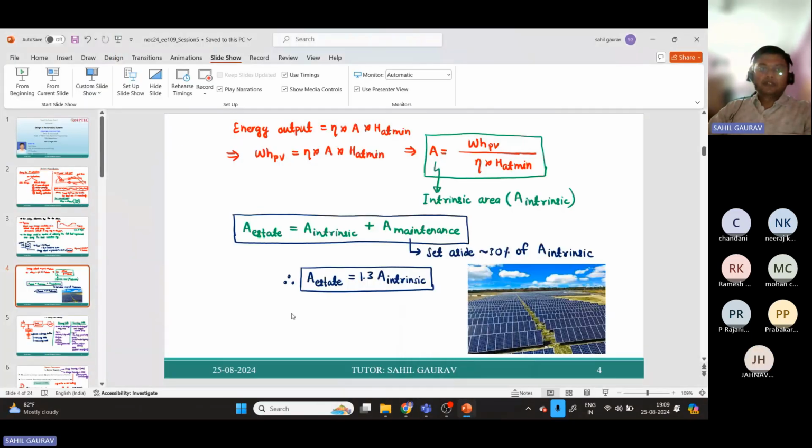So right now we are going through how we will size the PV array without energy storage system. So here we have found this area. This is not the actual area that is required on the ground. This we call the intrinsic area, that is the area of the solar PV array. So what amount of area will capture this solar PV array if you install it for a certain application? So this is the energy output from the PV array, watt hour PV, upon efficiency into H at minimum. So here we get the intrinsic area.